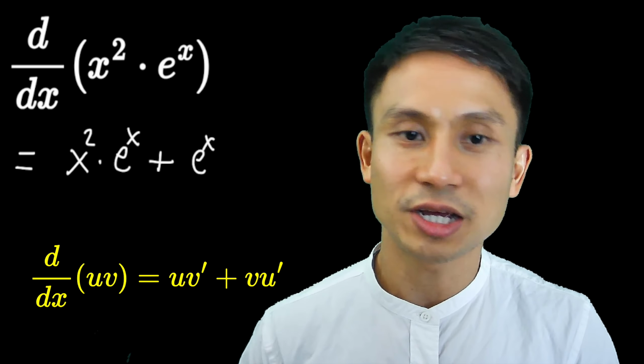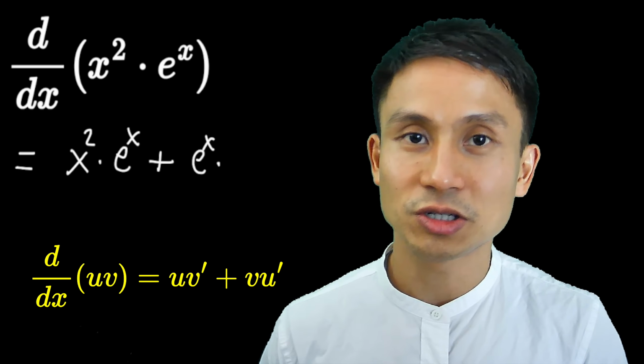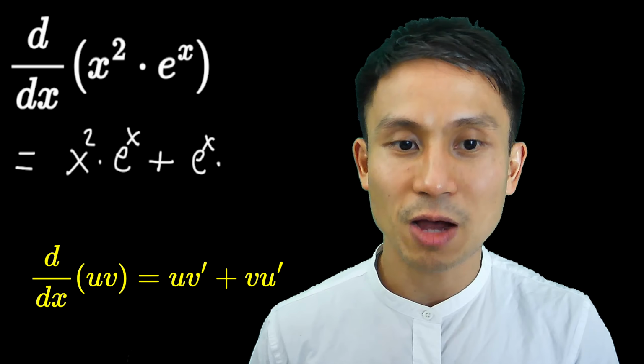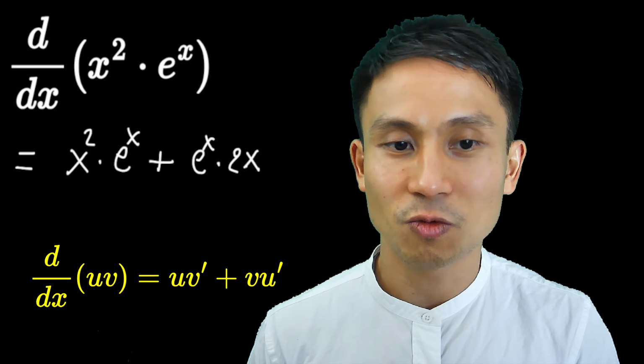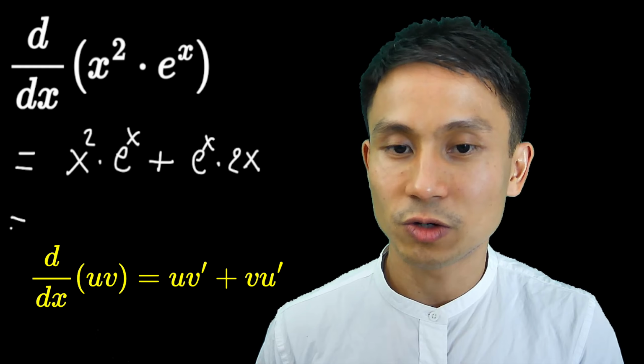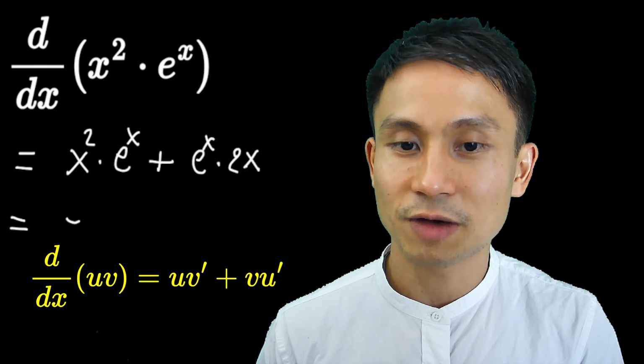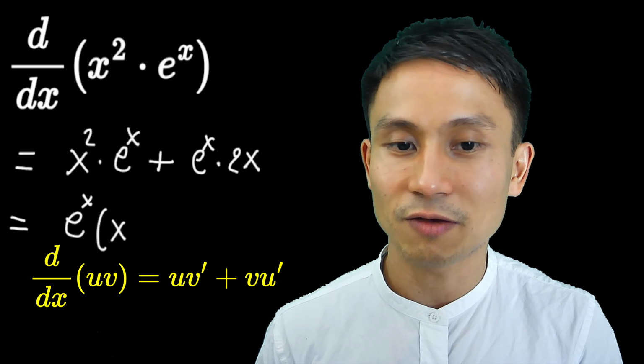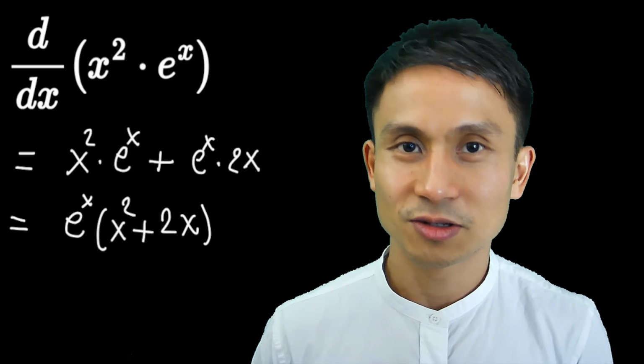So we need to differentiate x squared, which is a polynomial function. So we use the power rule. We bring the power down in front and then the power minus 1. So that is just power 1. We don't need to write the power 1 there. We could simplify it a bit further. So we factor e to the x out, and inside we have x squared plus 2x. So far so good, right?